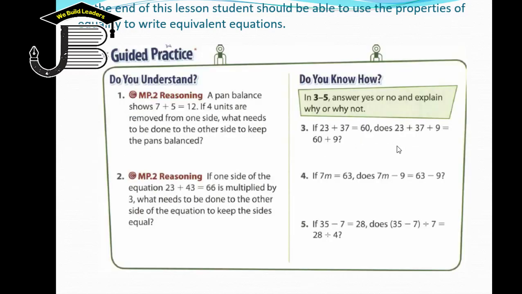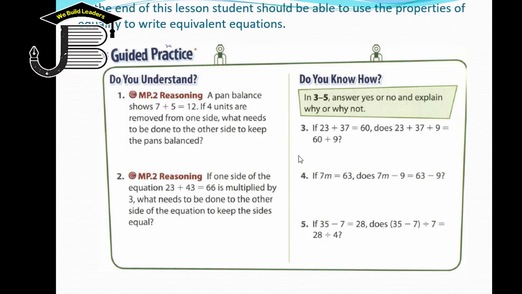Here I will explain just question 3 and question 5, and I will also go to number 1, but I start with number 3. If 23 plus 37 equals 60, does 23 plus 37 plus 9 equal 60 plus 9? Here is the original equation, and I added 9 to both sides. So I added the same number to both sides, so it's still correct. Why? Because the same amount is added to both sides of the equality, which is the addition property of equality.